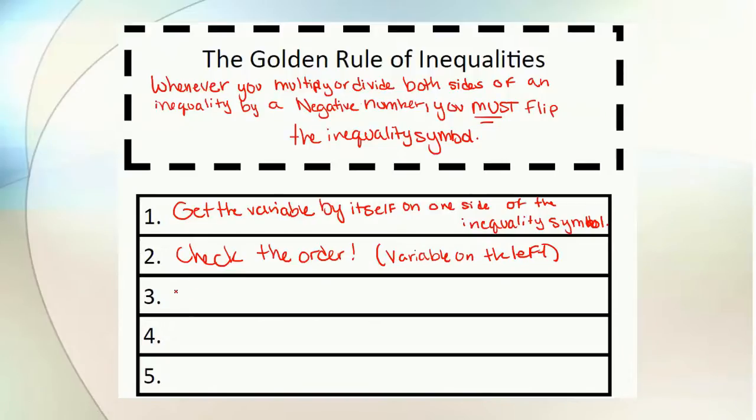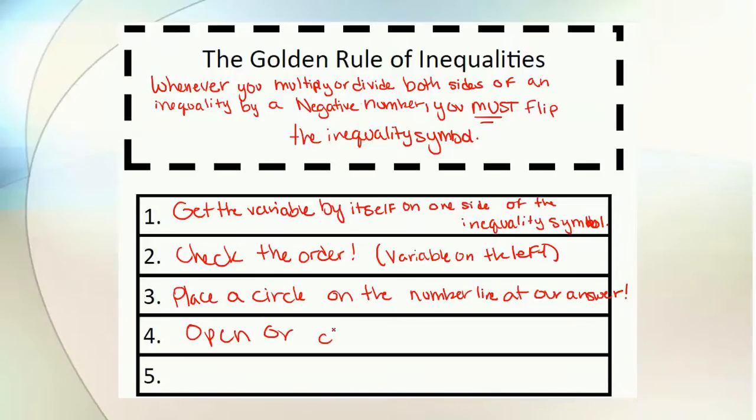Then you're going to place a circle on the number line at our answer. Number 4, we're going to figure out, is it an open or closed dot? And then shade which way. Right?